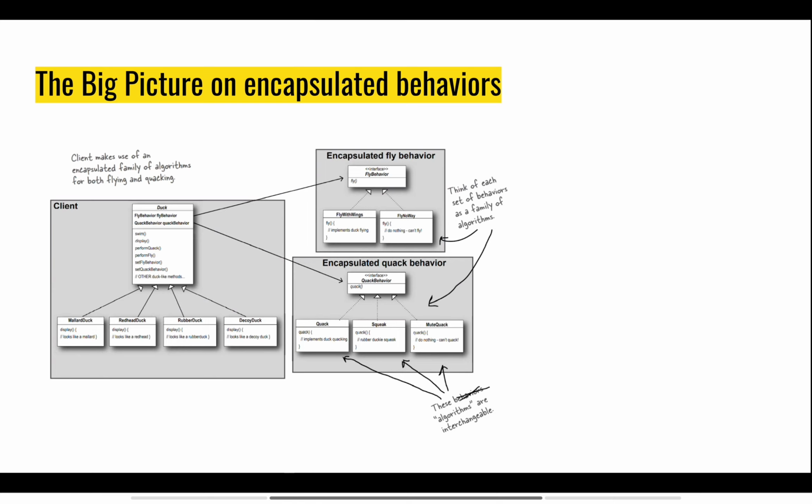So here is the big picture. We have extracted out the fly behavior and quack behavior with the reference, or composition, called FlyBehavior and QuackBehavior. What we basically get by having composition over an interface is that at any point in time we can add or provide a new fly behavior to our Duck class via setter and getter methods.